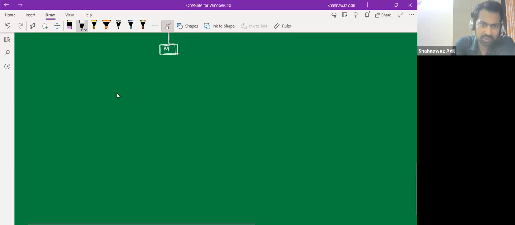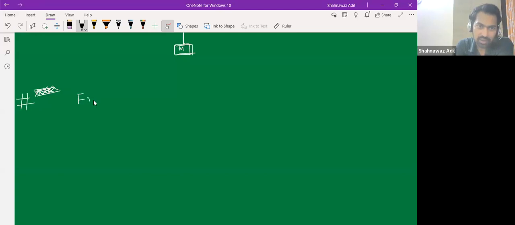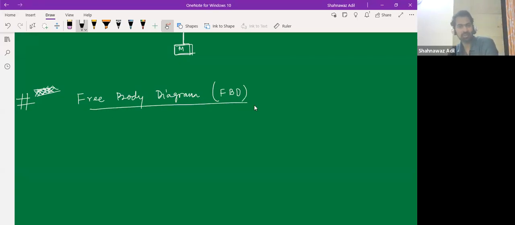Now, this chapter is very important. And in this chapter, the most important part, how many stars should I give? So many stars. This is called the free body diagram, the FBD. This is the most important part of this chapter. So how do we draw the free body diagram?